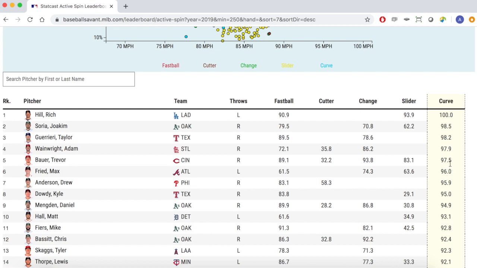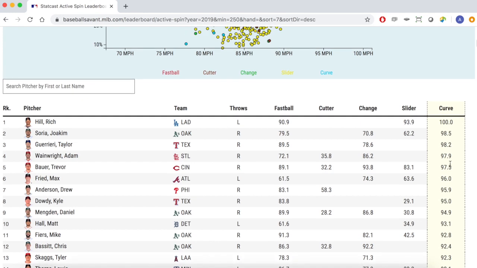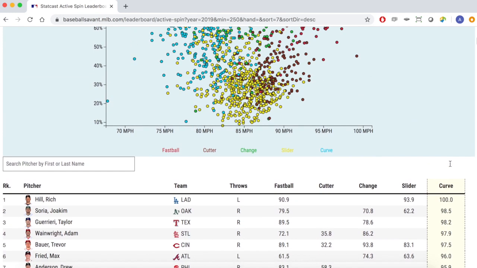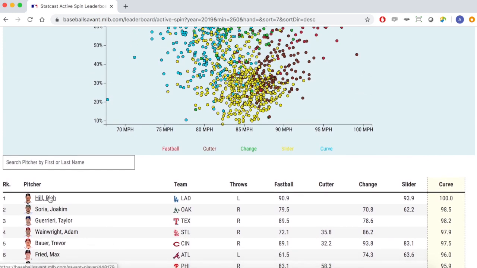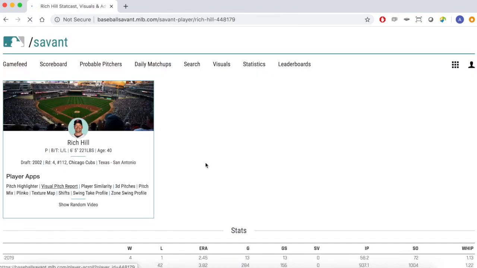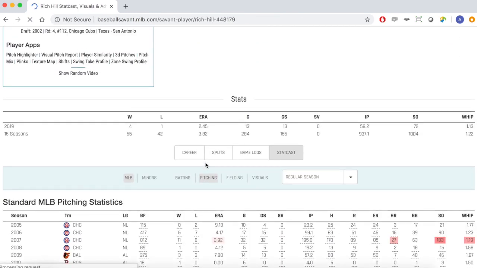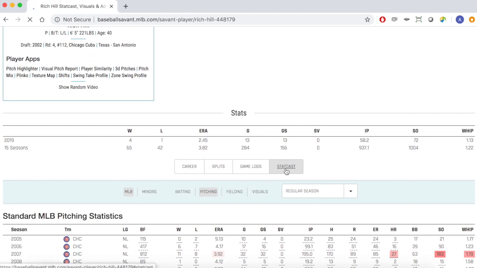Yeah, and it's important to remember, we've gone over this in past tutorials. Go ahead and click on Rich Hill's name. You can go right to his profile. You can see examples of virtually every curveball he's thrown over the past couple of years. You can do this with everyone. Click on the name, go to their player page, and explore.